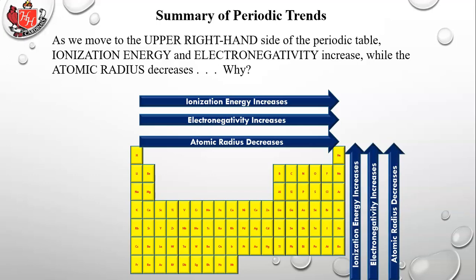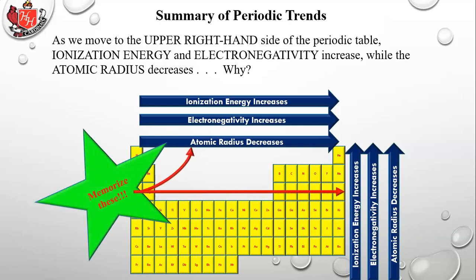This is what you want to know, what you want to have memorized. If you look at the arrows going from left to right, ionization energy increases towards the right side of the periodic table, electronegativity increases, and atomic radius decreases. As you go from bottom to top, looking at the upward pointing arrows on the right, ionization energy increases, electronegativity increases, and atomic radius decreases. So ionization energy and electronegativity follow the same trend, whereas atomic radius is the opposite. The number gets smaller as you go to the upper right-hand corner. So memorize these.